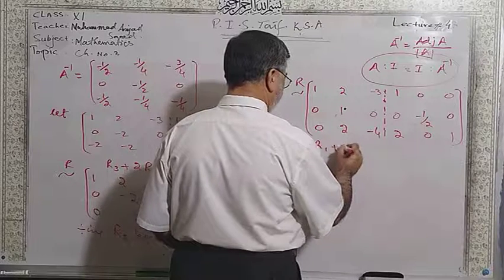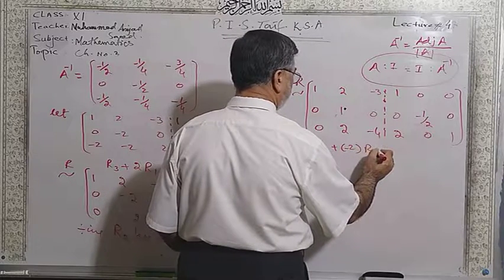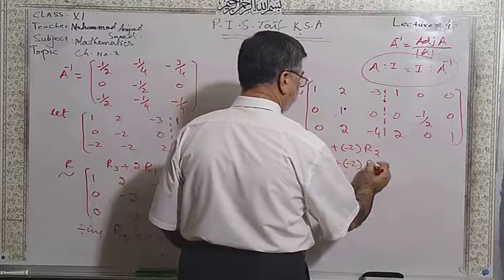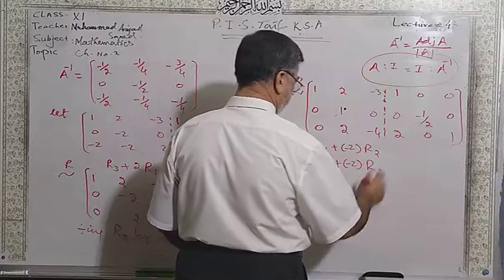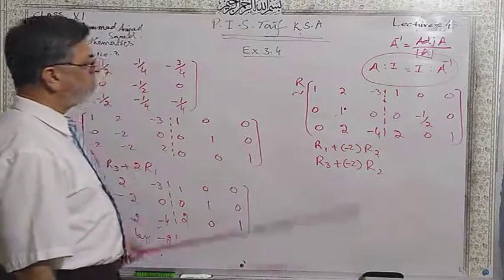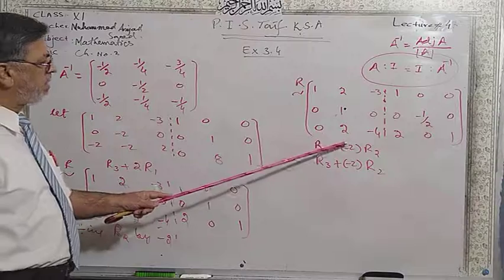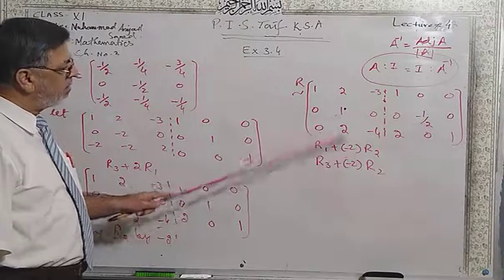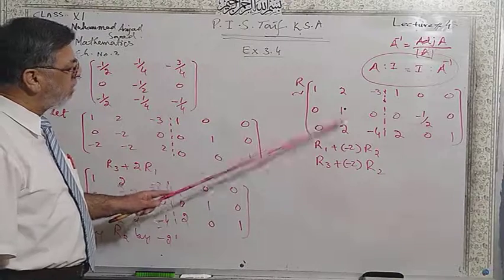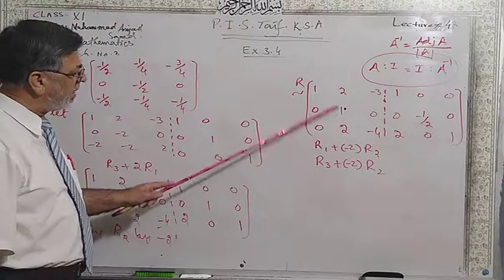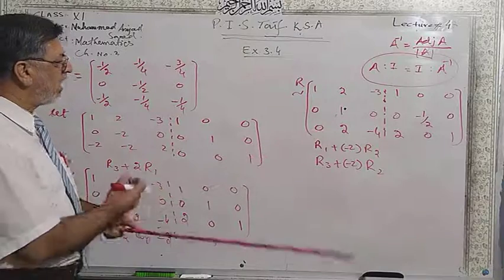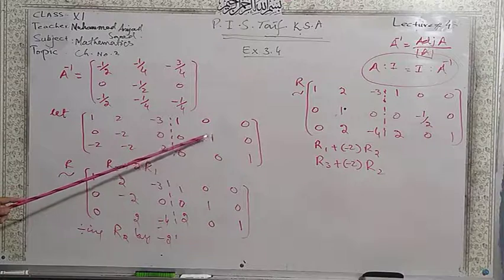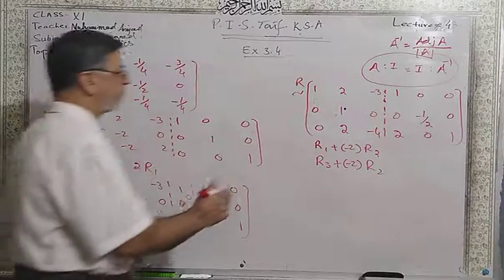R1 plus minus 2R2, then R3 plus minus 2R2. Remember that you multiply R2 by minus 2 and add in R1. Then you multiply R2 by minus 2 and add in R3. Actually, you have to make above and below 0 to this number. This is 1.